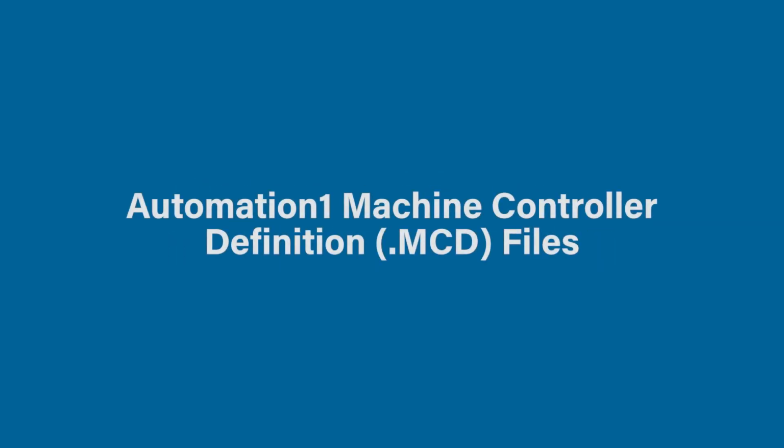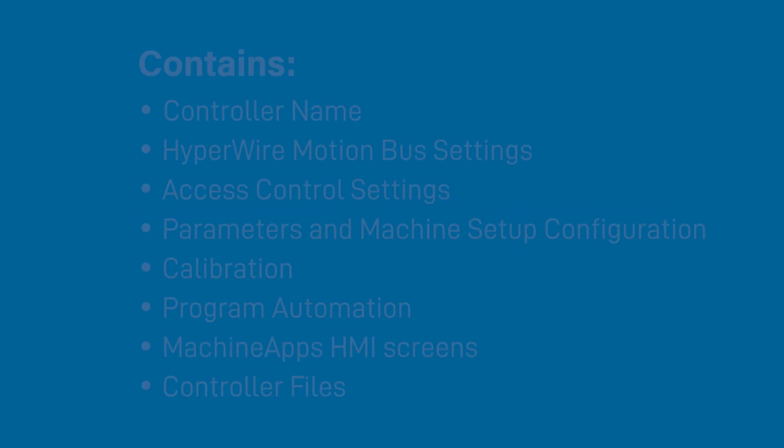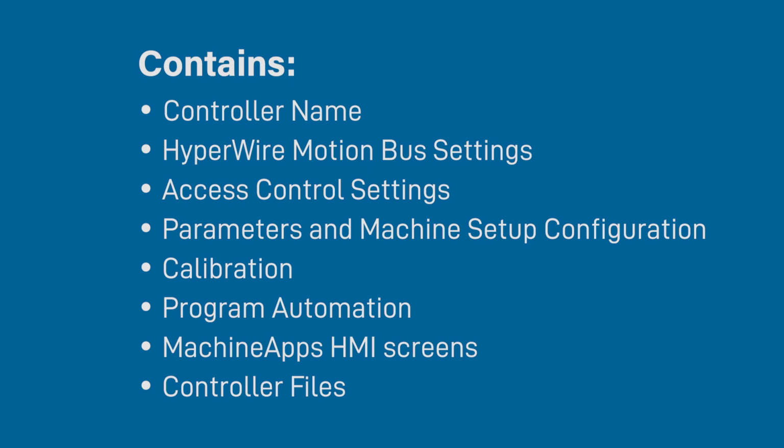Before we jump into the Studio application here, let me go over what a machine controller definition file is. First of all, it has the file extension .mcd for machine controller definition, and it contains the following items about your controller. First, the controller name. Second, the HyperWire motion control bus settings, the access control settings for your controller, all of the parameters and machine setup information for all of your controller parameters and drive parameters, the calibration files and how they are applied, any program automation settings, the MachineApps HMI screens, and finally, all of your controller files.